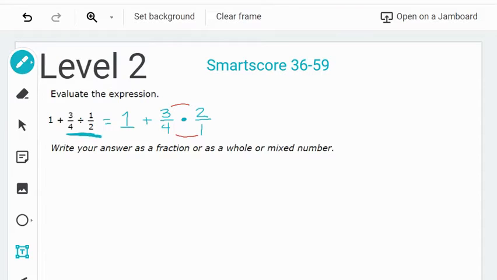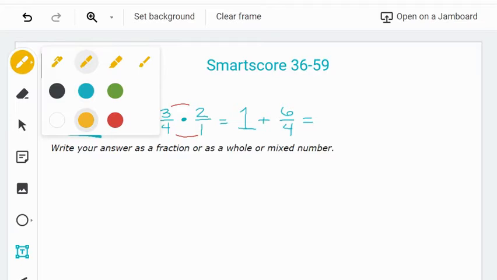So the 1 stays 1 plus, and that's going to be 6 on top. 3 times 2 is 6. And 4 times 1 is 4 on the bottom. And now we have to try to add these. So first off, I would reduce that 6 over 4. They can both be divided by 2.